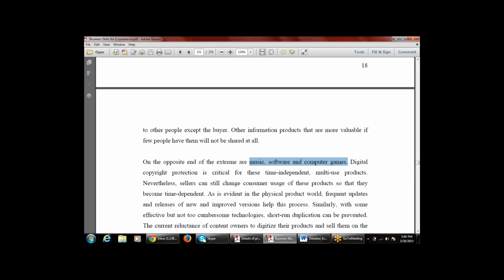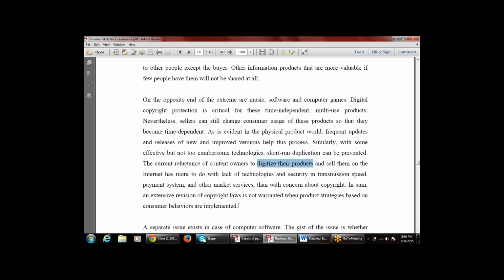The current reluctance of content owners to distribute their products and sell them on the internet has more to do with lack of technologies. So this says that in some business objects like music, software, computer games, it is difficult to get copyright protection that is applicable for digital protection.